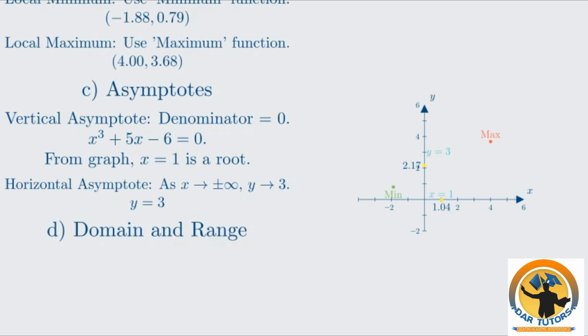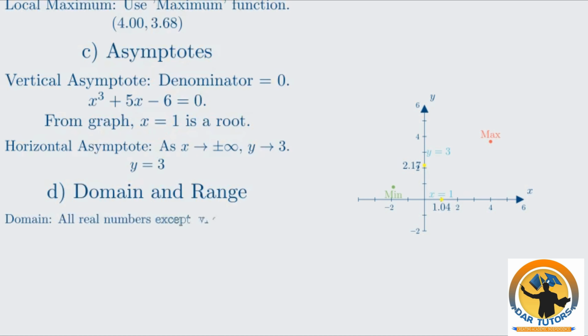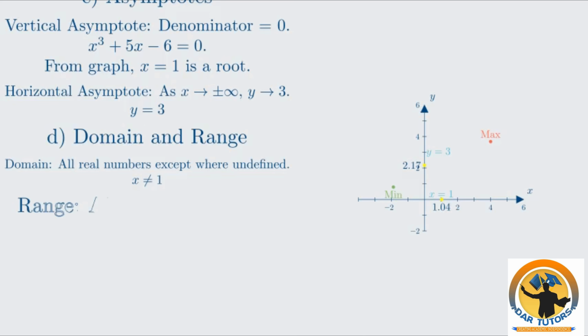Finally, let's determine the domain and range. The domain is all real numbers except where the function is undefined, which is at the vertical asymptote. So the domain is x is not equal to 1. The range is all possible y values. Looking at the graph, the function can take any real value, so the range is all real numbers.